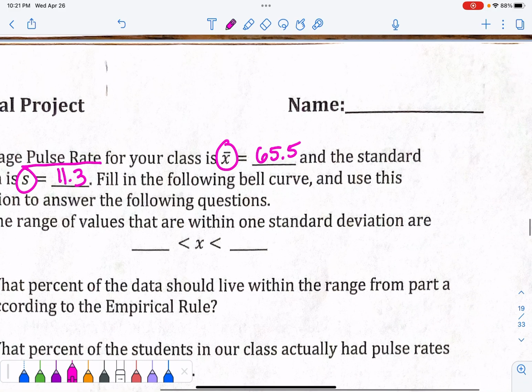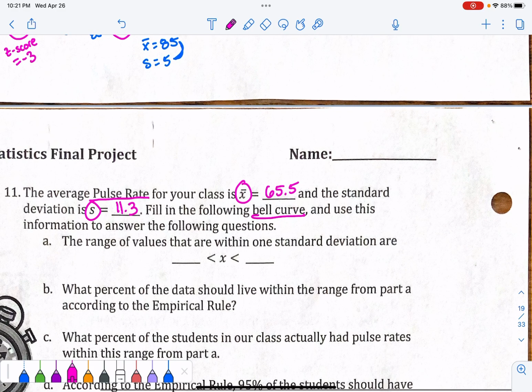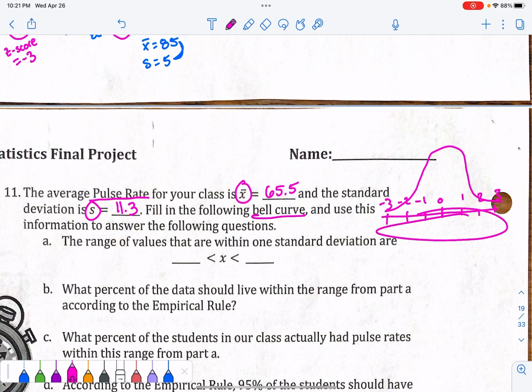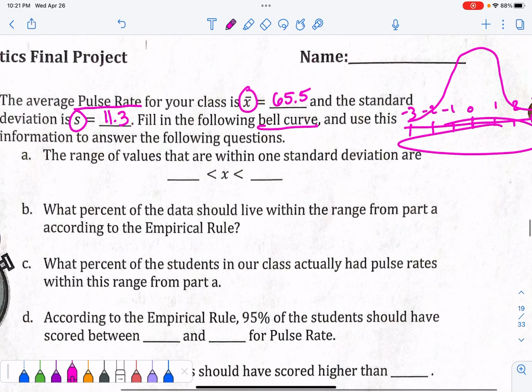Okay. Fill in the following bell curve. Okay, I screwed up. I didn't give you a bell curve, so you gotta do it off to the side over here. Make yourself a bell curve and fill it in. So do the 0, do the 1, do the 2, do the 3, -1, -2, -3. Okay, so fill those in, fill in those values, adding and subtracting your standard deviation. Fill that in off to the side over there because I dropped the ball and I didn't put it on there.